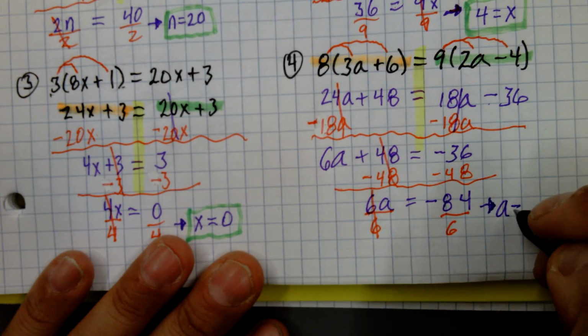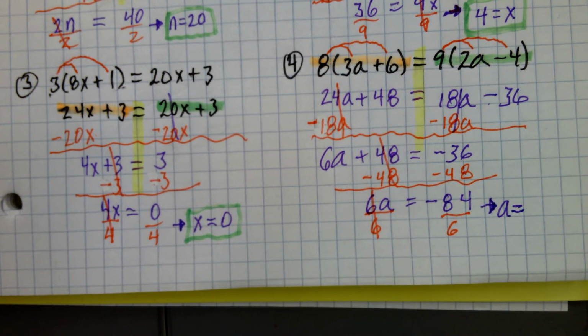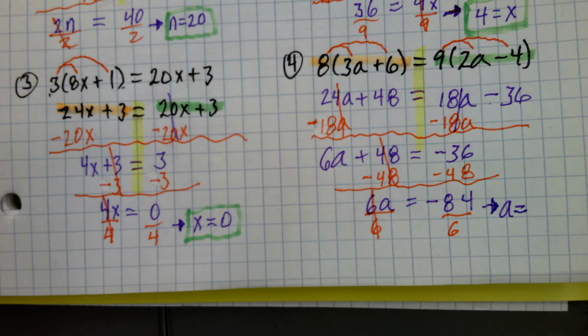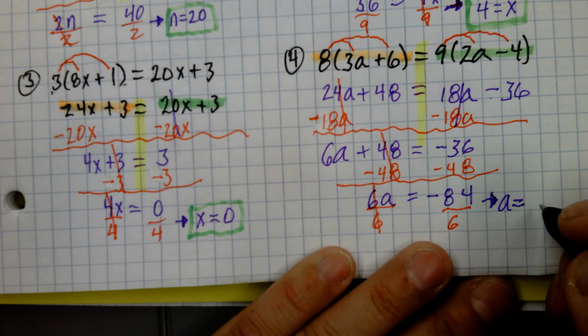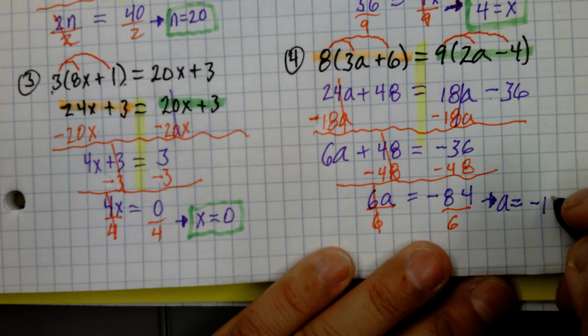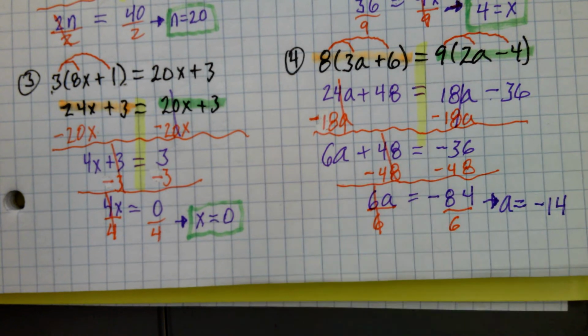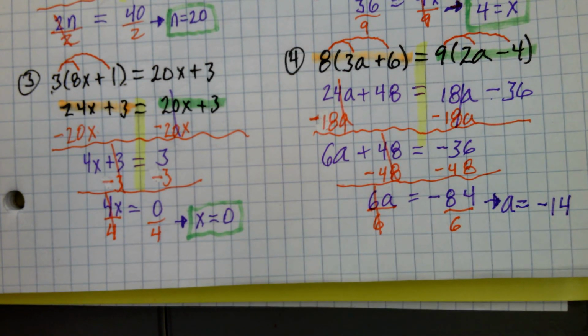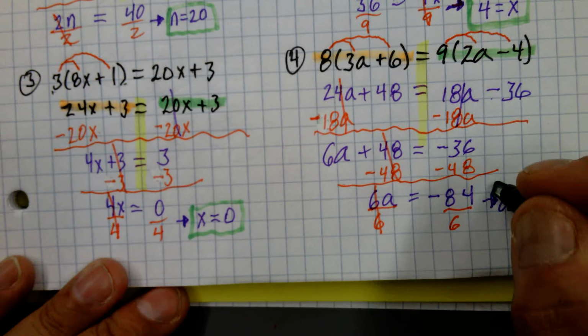A equals, how many times does 6 go into 84? One more or two more. 14. Negative 14. Okay. So the answer is A equals negative 14.